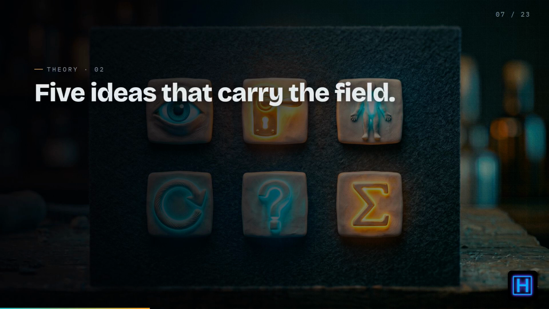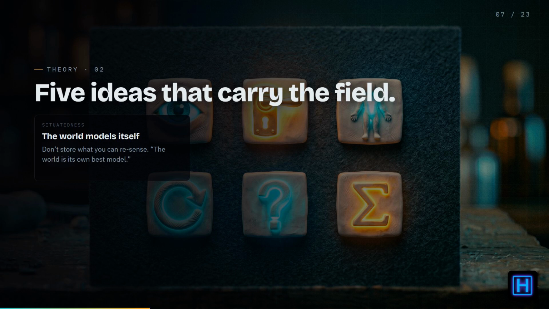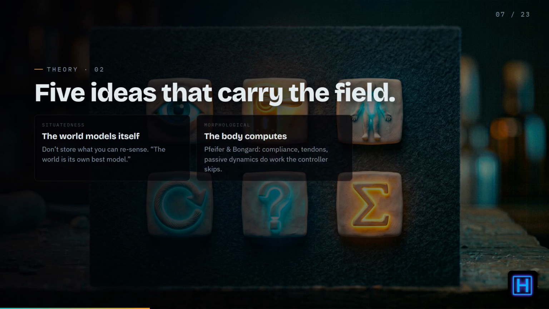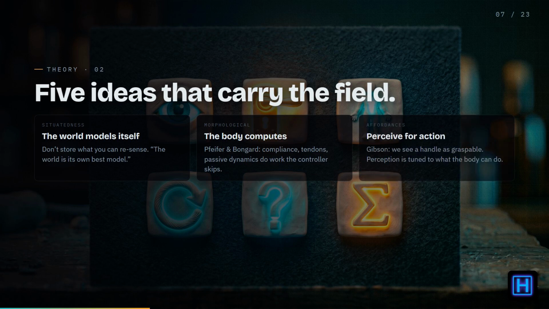Five ideas that carry the field. Situatedness: the world models itself. Don't store what you can resense. Brooks: the world is its own best model. Morphological computation: the body computes. Pfeifer and Bongard: clever mechanics. Compliance, tendons, passive dynamics do work the controller skips.